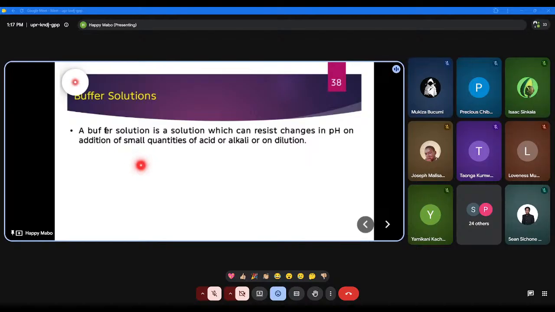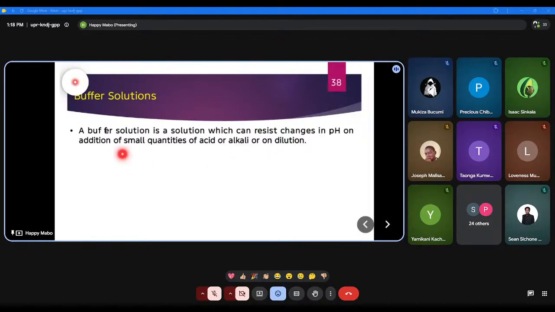So a buffer is a solution which can resist changes in pH on addition of small quantities of acid or alkali, or on dilution. So this is a system which is able to defend itself, whether it is subjected to an acidic solution or a basic solution. But of course, there's a condition here. It says a small quantity of an acid or alkali, or on dilution.